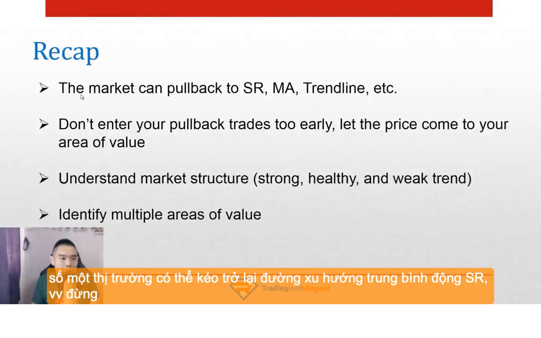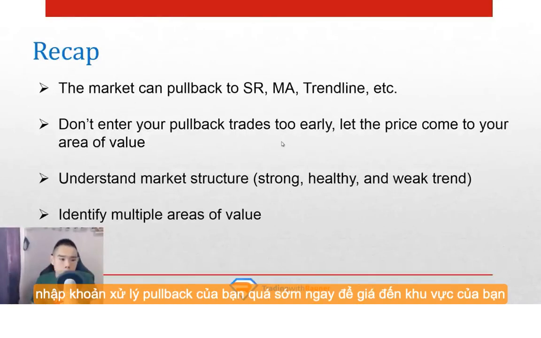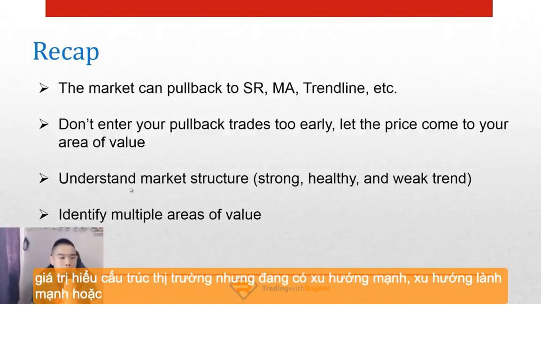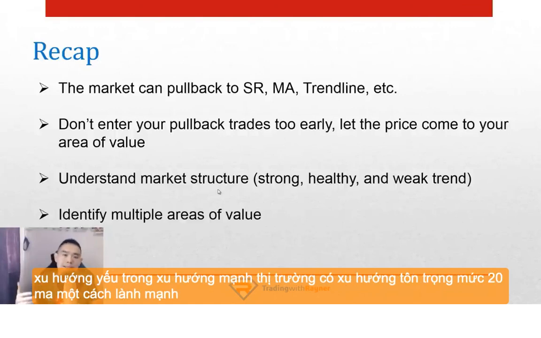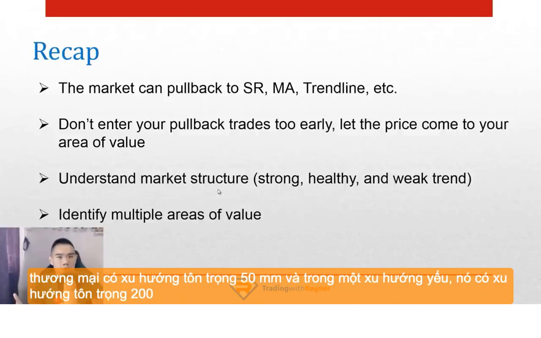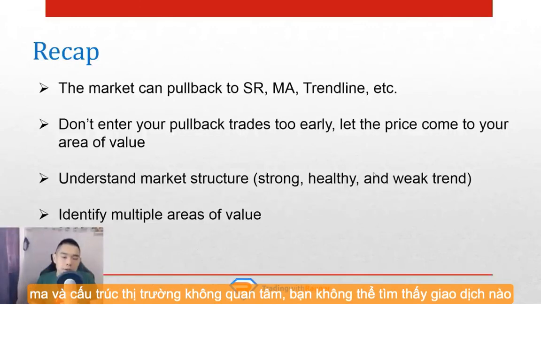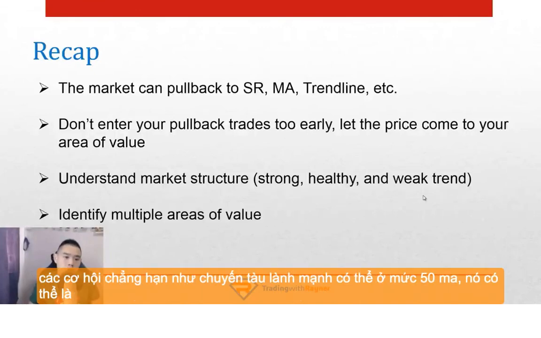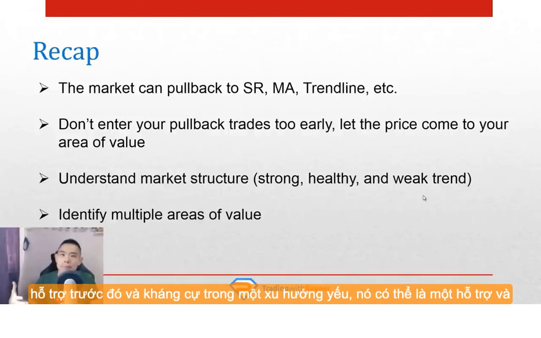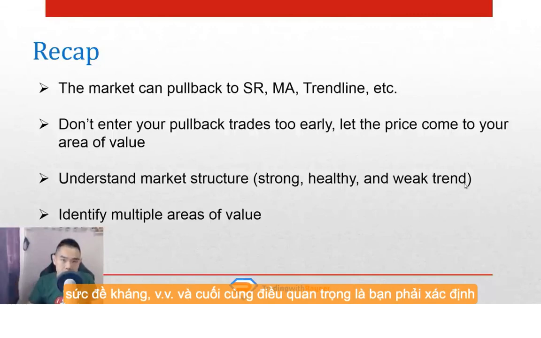So, quick recap. Number one, the market can pull back to support and resistance, moving average, trend line, etc. Don't enter your pullback trades too early. Let the price come to your area of value. Understand market structure, whether it's in a strong trend, a healthy trend, or a weak trend. In a strong trend, the market tends to respect the 20 MA. In a healthy trend, it tends to respect the 50 MA. And in a weak trend, it tends to respect the 200 MA. And in different market structures you can find trading opportunities. For example, in a healthy trend it could be at the 50 MA or at previous support and resistance. In a weak trend, it could be at support and resistance, etc.